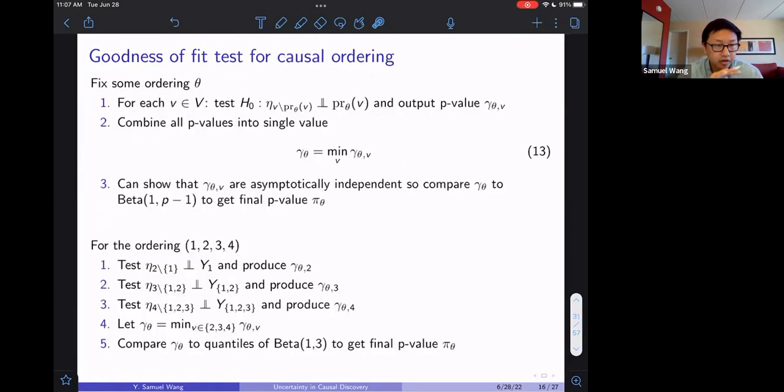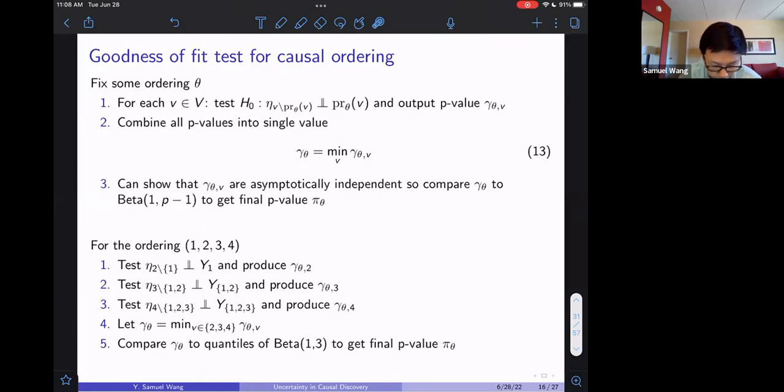Okay, so like I said, I'm not going to really dive into the details of the goodness of fit test for a single regression, but once you have one, it's very straightforward to apply this test to the entire ordering. What we're going to do is apply the test to each node in the ordering, and we'll get a p-value for each test. The p-value will be this gamma theta b. We're going to combine all the p-values into a single statistic by just taking the minimum. This is sometimes known as Tippett's rule or Tippett's method.